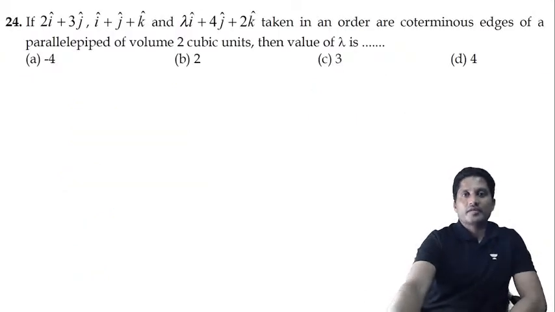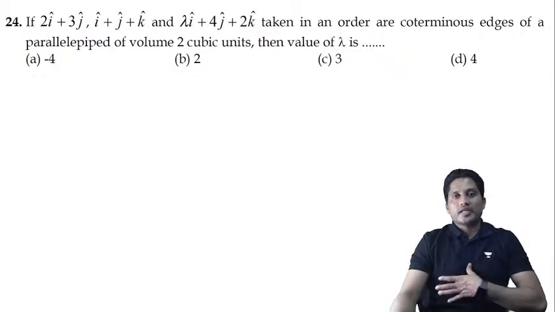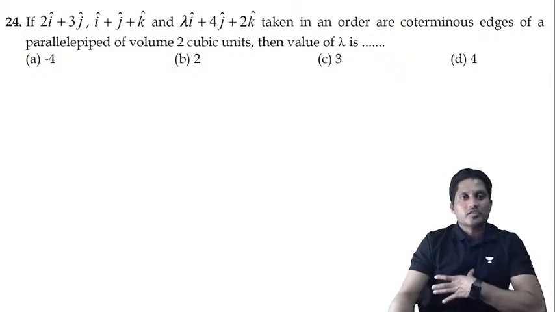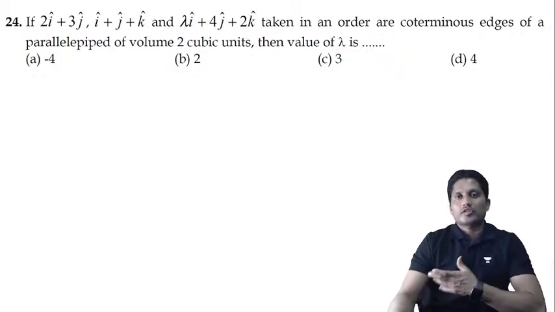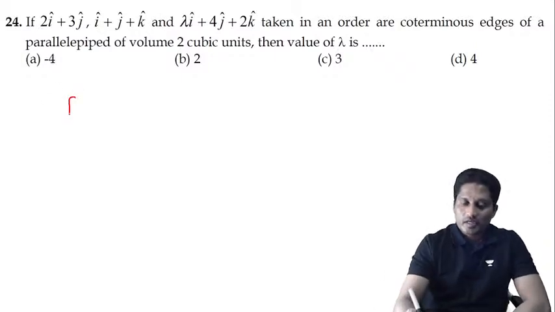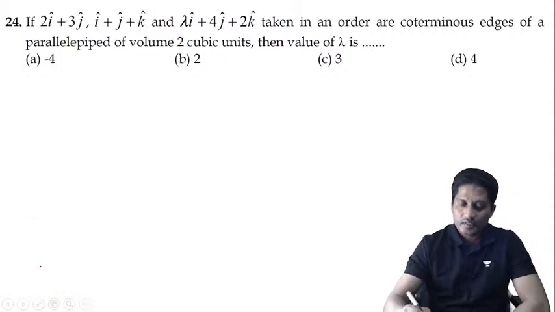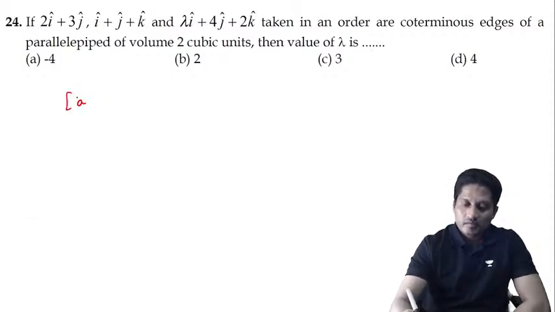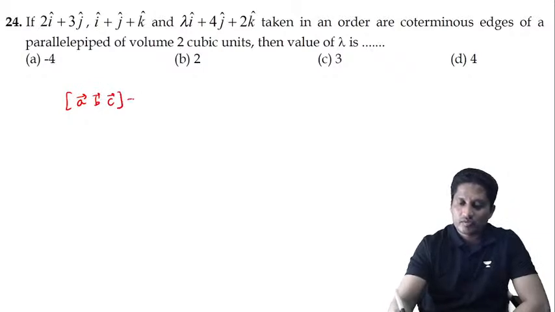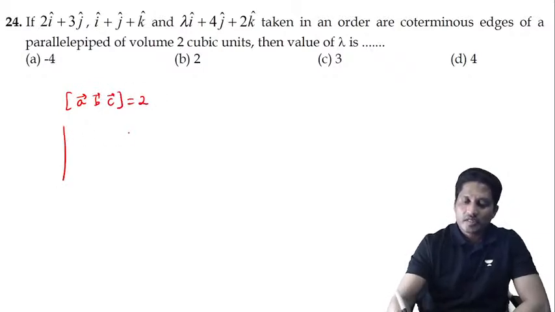Question number 24. If these three taken in order are co-terminous edges of a parallelepiped of volume 2, what should be the value of lambda? According to the question, box of ABC, that is the volume of the parallelepiped, is equal to 2. That is given in the question. So the determinant is equal to 2.